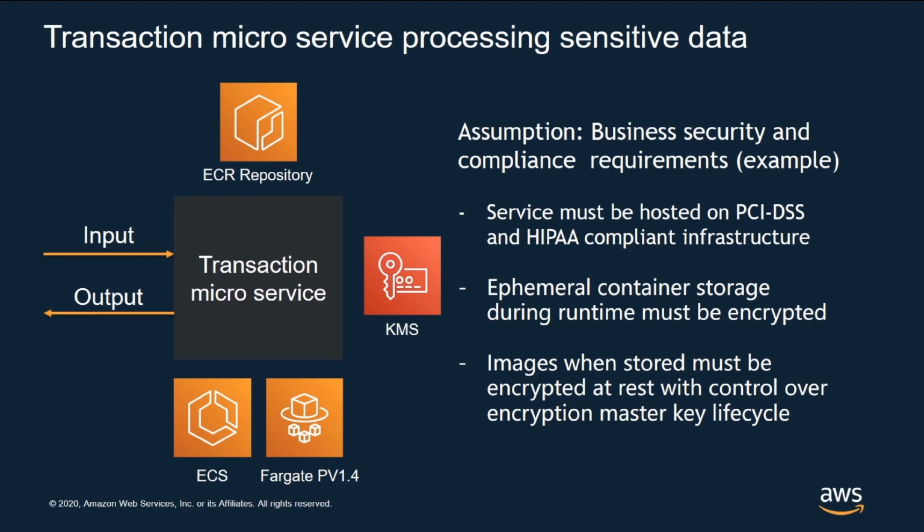And the third one is that the images, when stored, must be encrypted at rest. So in this case, we used CloudHSM as the CMK store and key origin. That is enabled through the ECR repository. So that was a quick example where you had a microservice up and running in just a few minutes, which meets all those requirements.